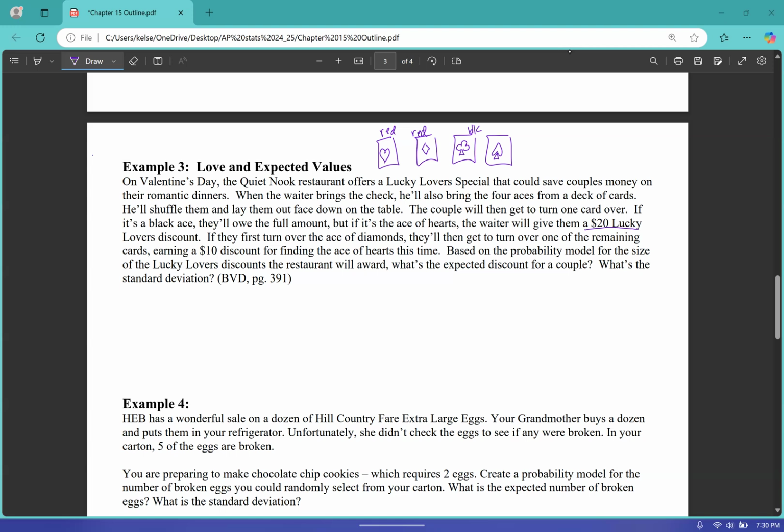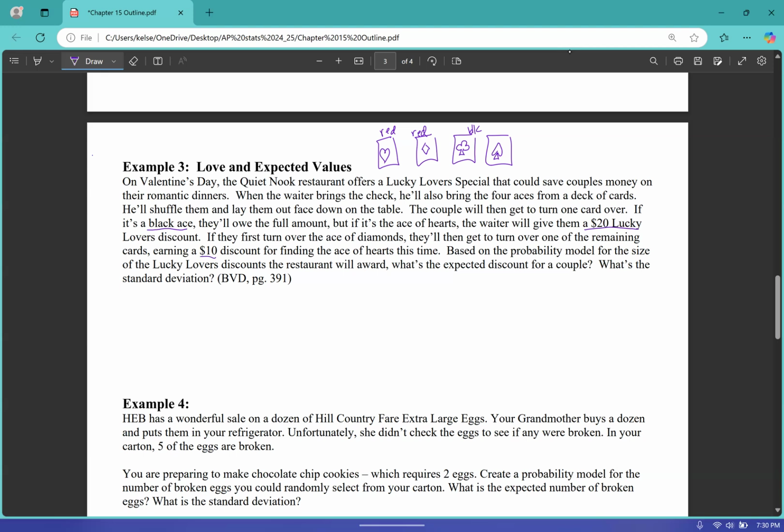If it is a black ace, they will owe the full amount. If it is the Ace of Hearts, then the waiter will give them a $20 discount. If they turn over the Ace of Diamonds, they'll then get to turn over one of the remaining cards. And if they get the Ace of Hearts that time, they'll get a $10 discount.